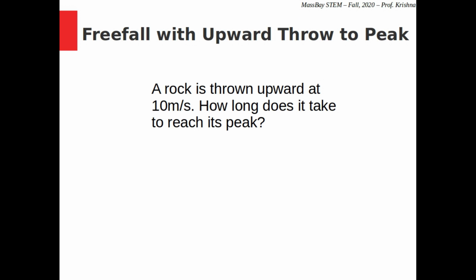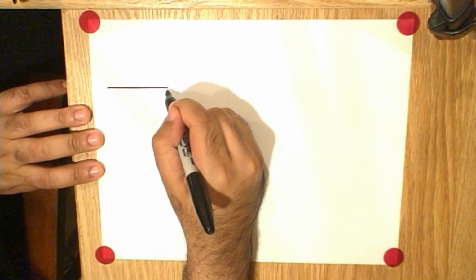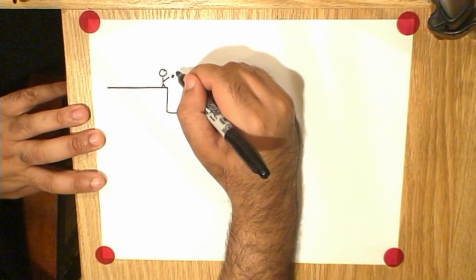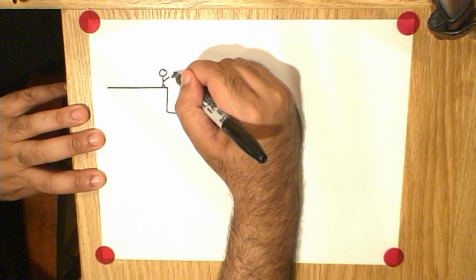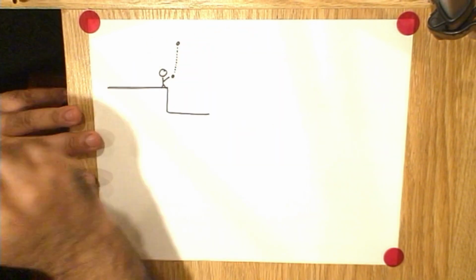Here is a subtle variant on the last question. A rock is thrown upwards at 10 meters per second. How long does it take to reach its peak? We start in the usual way by drawing a picture. Here is a character, and here is a rock that he is throwing. And we follow this rock as it travels upwards to its peak.